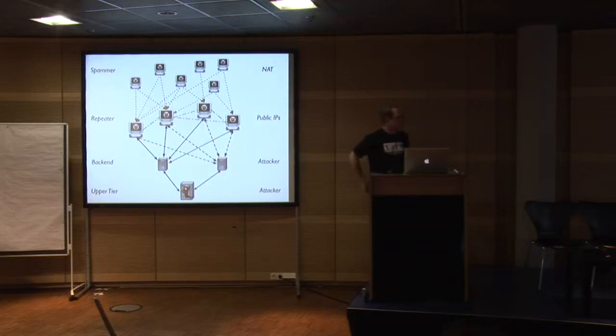And then we had the attacker himself, who used his own machine and distributed the commands to the backend servers from where they were pushed to the repeaters and then finally to the spammers. So this multi-tier architecture actually made it pretty resilient to take down efforts.